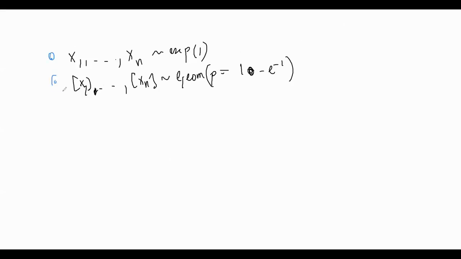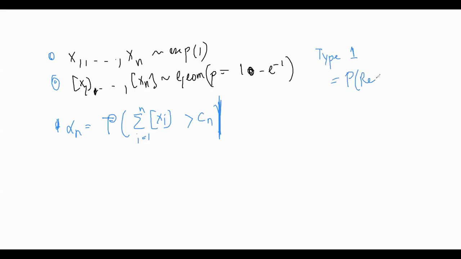Now what are we required to find? We are required to find this probability. Let's call alpha n the type 1 error, when the probability that the summation of box of xi, i from 1 to n, is greater than some cn, given that h naught is true. So what is type 1 error? It's the probability of rejection given h naught is true.